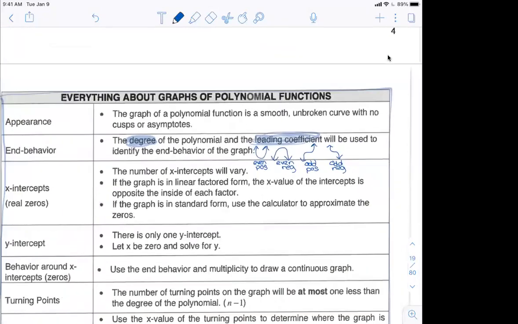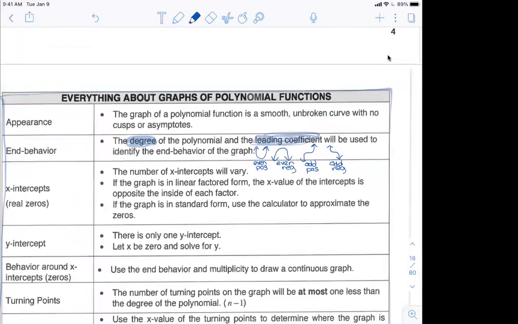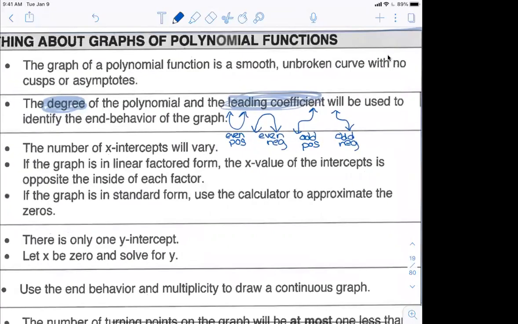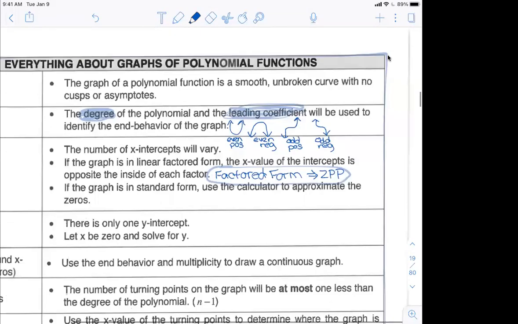The next thing is the x-intercepts, also called real zeros. If it's in factored form, the x value of the intercept is the opposite of the inside of each factor. I'm reading that second bullet point. What that means is if it's in factored form, you can use the zero product property, where you set each factor equal to 0 to find out what each x-intercept is.